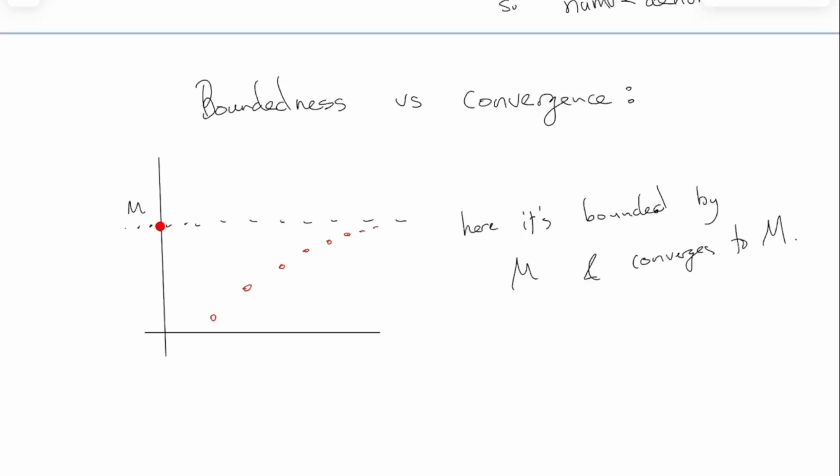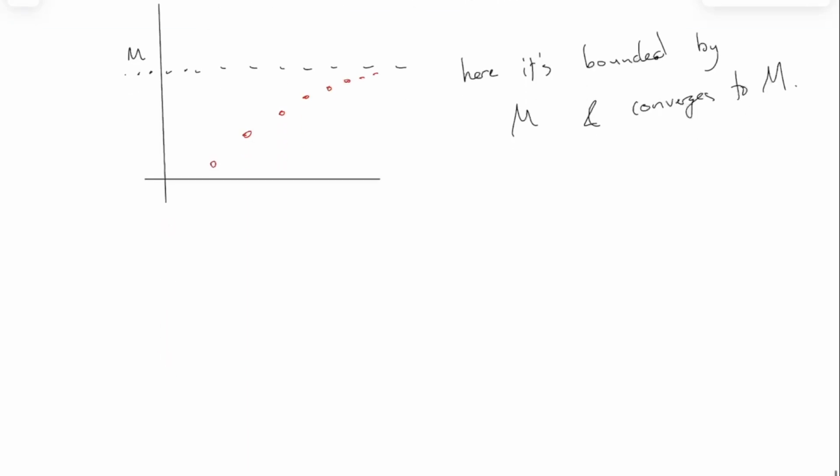Like here, it's bounded there and it converges to there. Yeah, 1 over n. What if the dots just go down instead of up? Just the fact that it's bounded by M does not mean the dots actually go up to that point. It just means that all the dots are below the line, and they could converge to anything below the line. So it's bounded by M and converges to M in that picture, but that is not necessary.